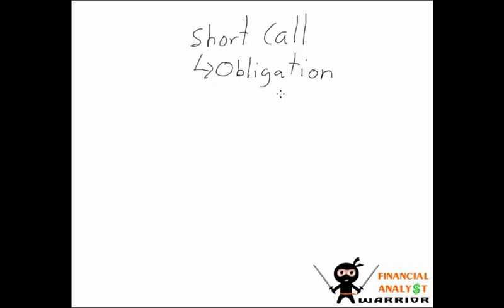Let's just explain what shorting a call is, which is an obligation to sell the stock, because the long will have the right to buy. He's buying from the short. Therefore, the short is selling. To sell Facebook at a price of 65. Let's assume it's the same expiry date, until July.